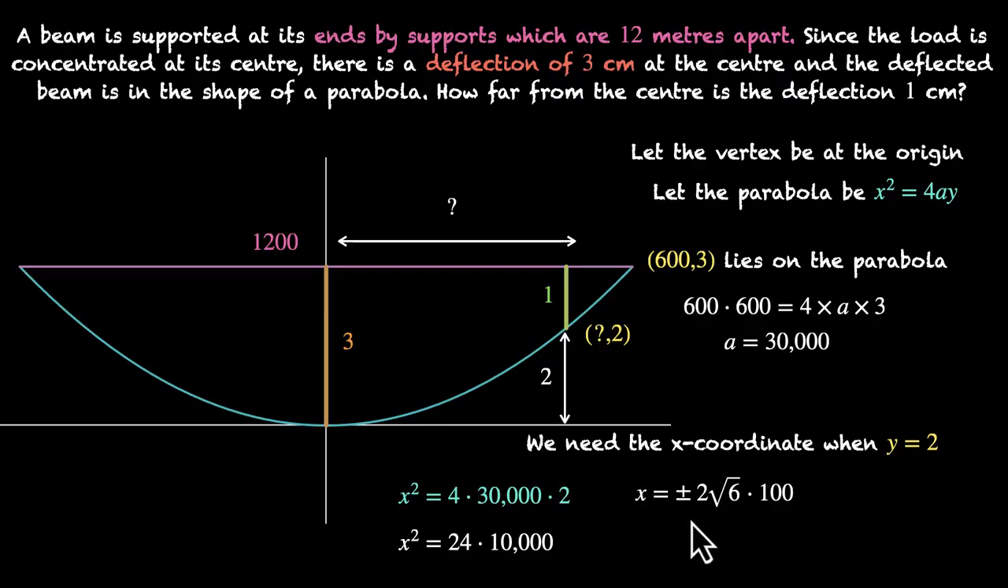And we take a plus and a minus sign because there's going to be two values, one here and the other here. There's going to be another point here whose deflection is 1 unit. That's also going to be the same distance away from the center. So the answer is going to remain the same. x is this. So the distance from the center is 2 times 100, that's 200 root 6 centimeters. We can convert this back to meters. That's 2 root 6 meters, or approximately 4.9 meters from the center.